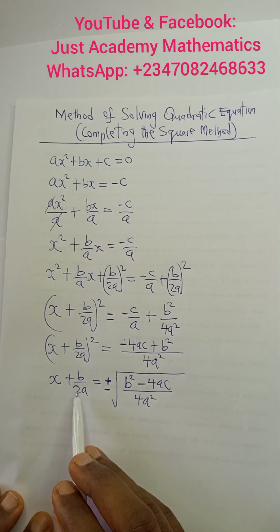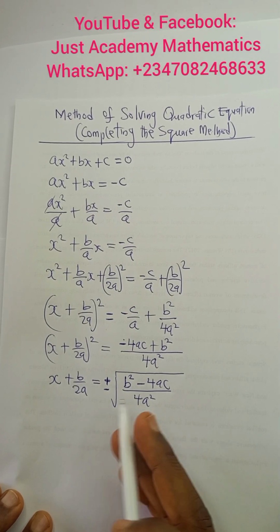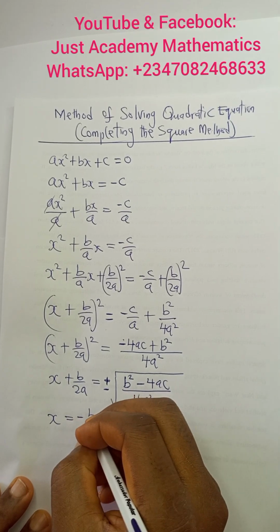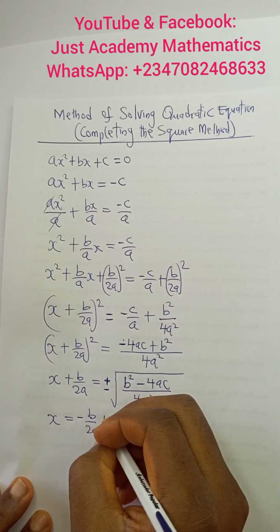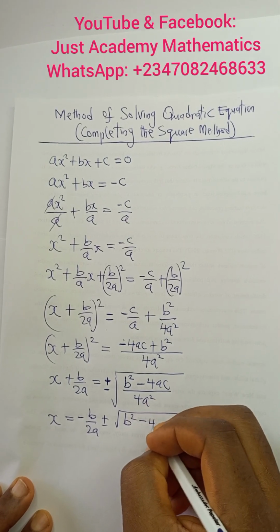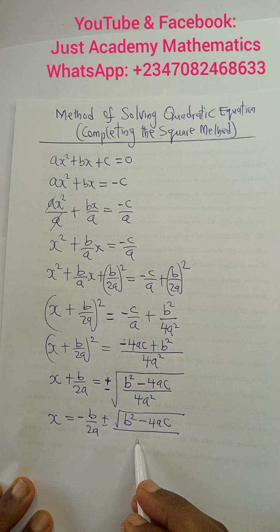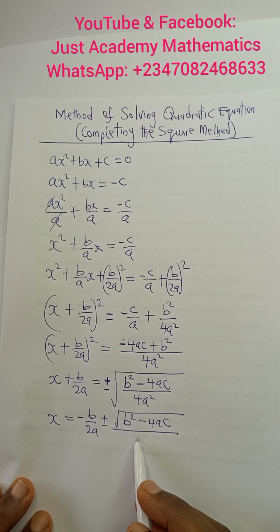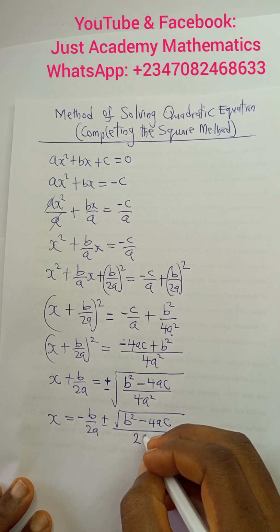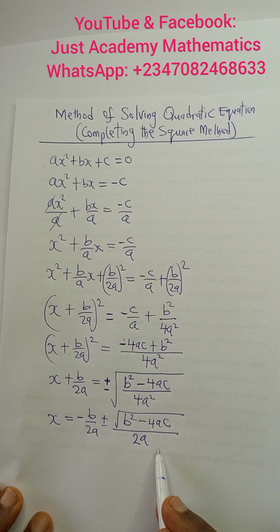So we can move this one here now, b over 2a, to this side. That will give us that x is equal to minus b over 2a plus or minus the square root of b squared minus 4ac over, notice that I didn't put the square root over the denominator. Why? Because the square root of 4 is what? 2. The square root of a squared is what? a. So that is why the square root is no longer covering the denominator.